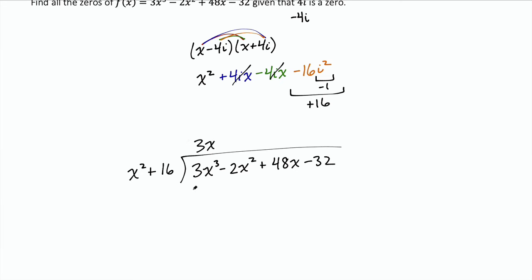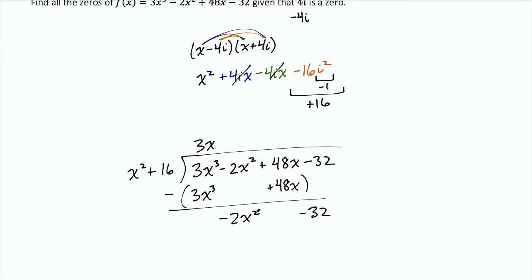3x times x squared is 3x cubed. 3x times 16 is 48x, and I should actually line that up with that x term there. And then we subtract. And the 3x cubed cancels. We have a negative 2x squared. 48x cancels, and then we bring the negative 32 down.